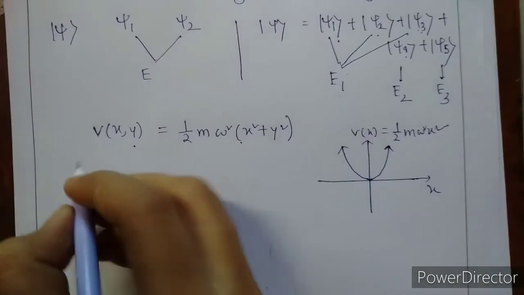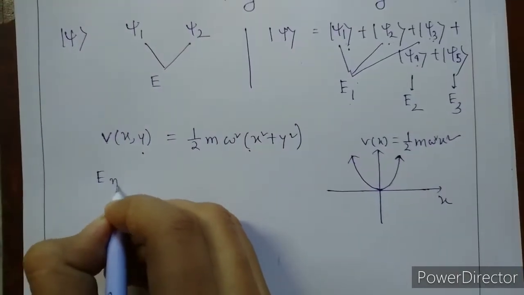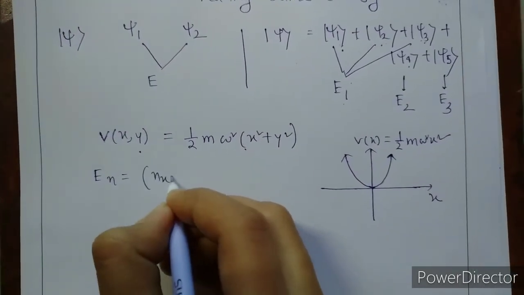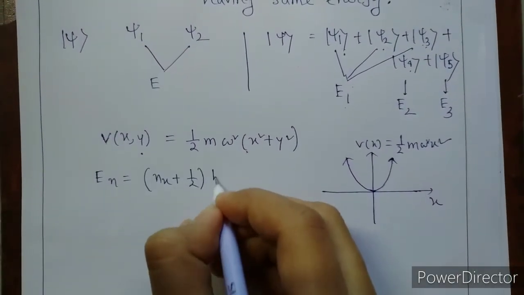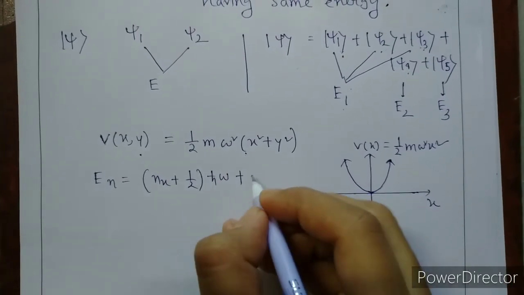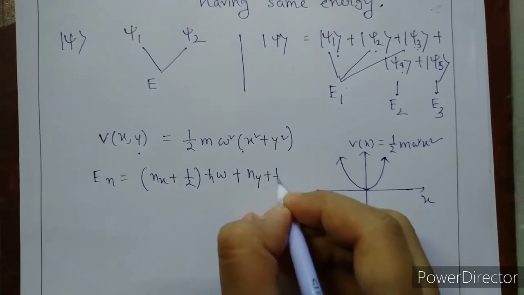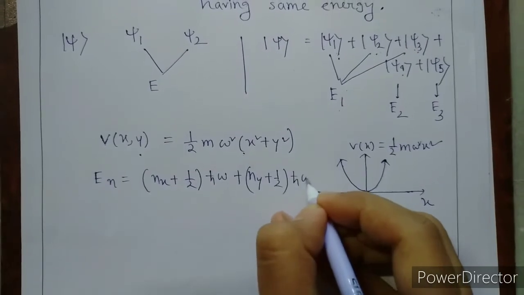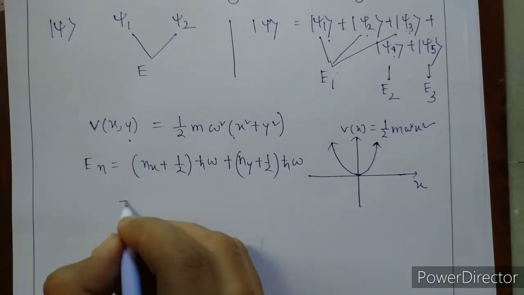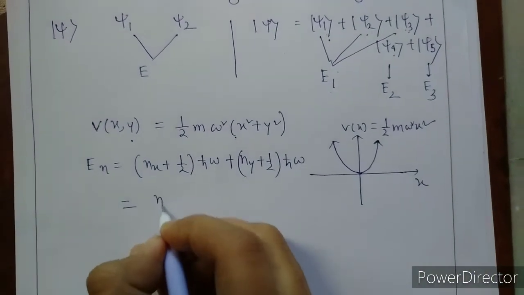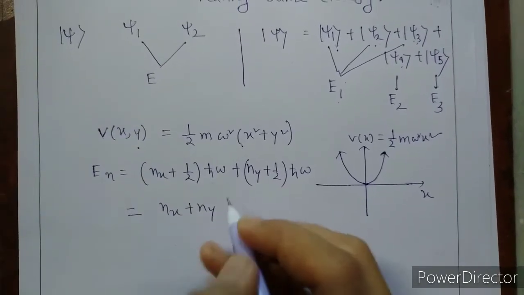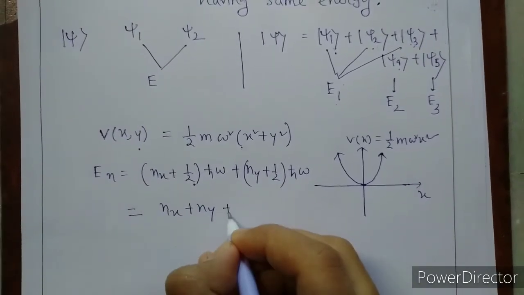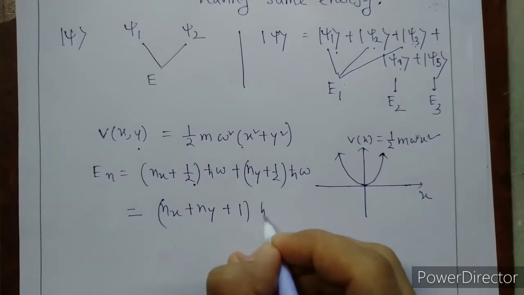So the energy will be E_n equals (nx plus half) h cut omega plus (ny plus half) h cut omega. So we can write (nx plus ny plus 1) h cut omega, since half plus half means 1.